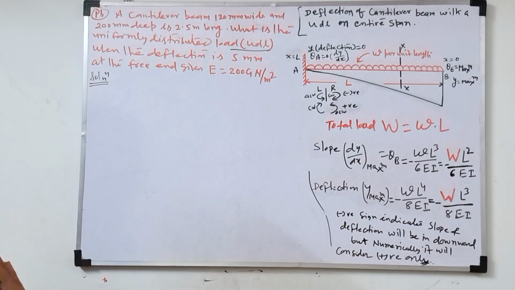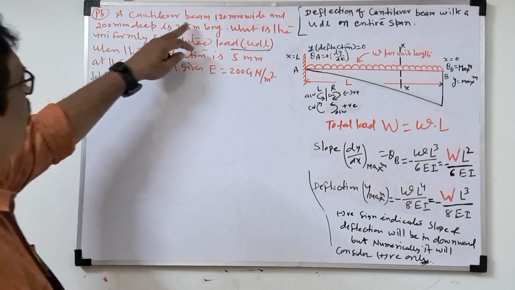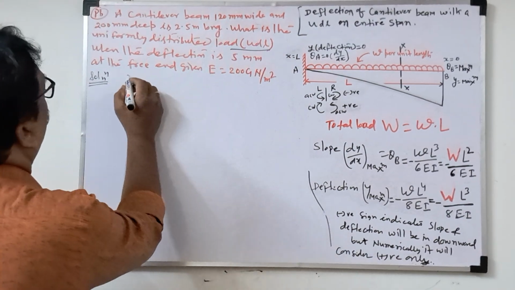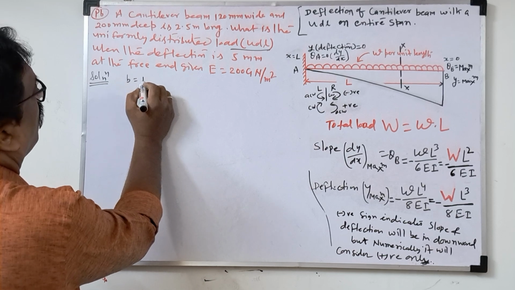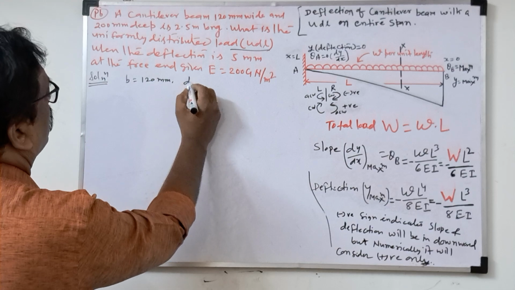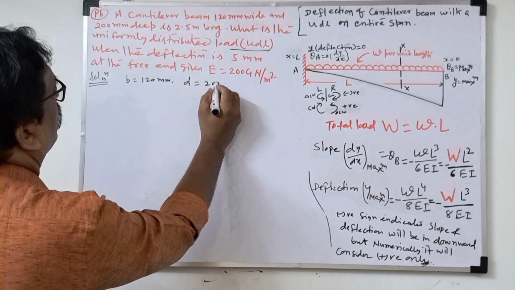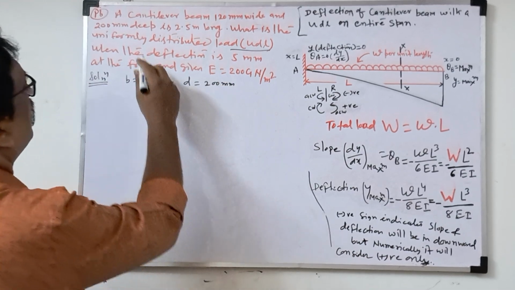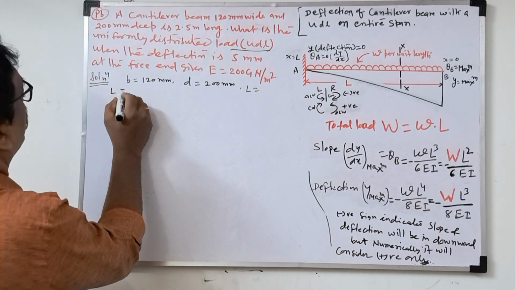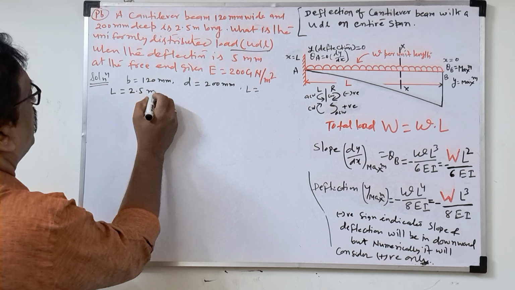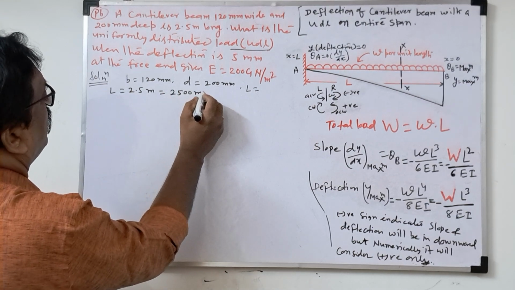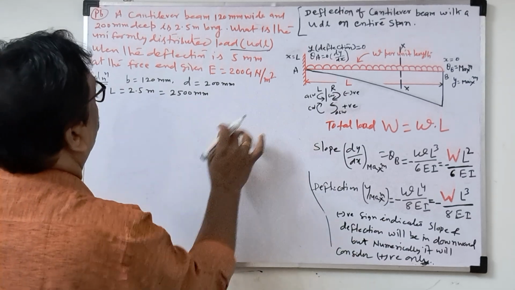So I have taken one model problem here. A cantilever beam of 120 mm wide, so B is 120 mm, and 200 mm deep, so D equals 200 mm, not 20. The length given is 2.5 meter. If you convert into mm, multiply by 1000, so 2500 mm length.